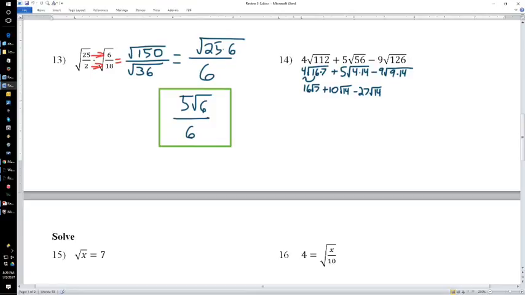All right, so for our final answer, just bring down 16 on the square root of 7. 10 minus 27 is negative 17, so that's negative 17 on the square root of 14. And that's your final answer.